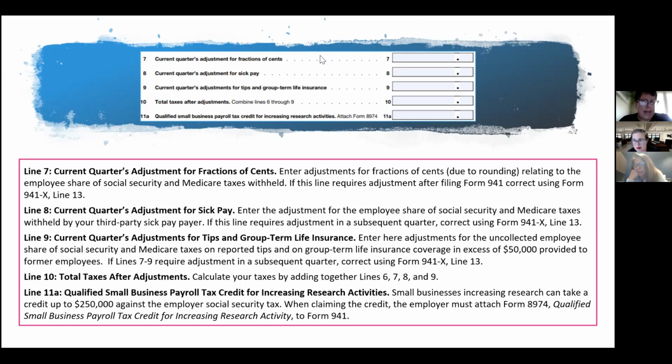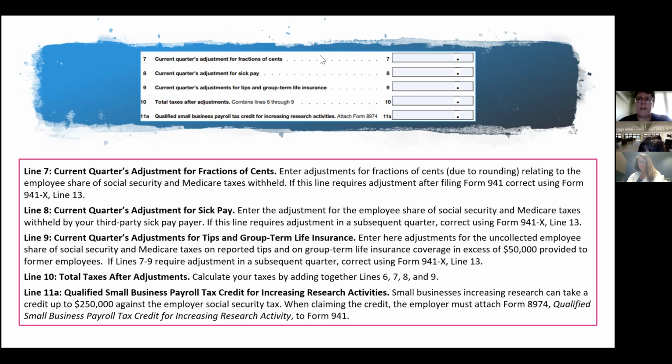So line 8 is an adjustment for the employee share of Social Security and Medicare withheld by your third-party sick payer. As I said previously, you have a third-party payer that pays your employees who are out sick, and they will pay the federal income tax and the employee portion of the Social Security and Medicare, but they don't pay the employer portion of it.